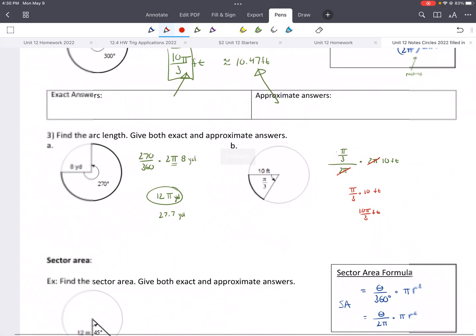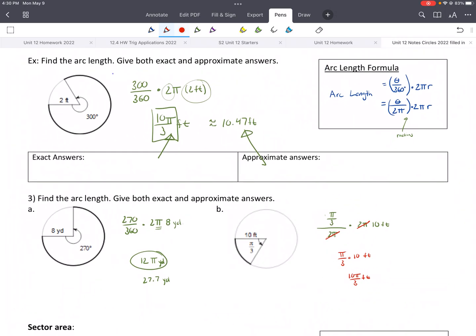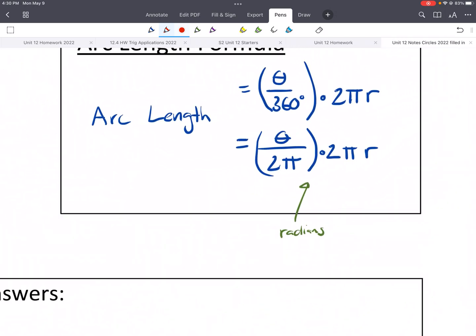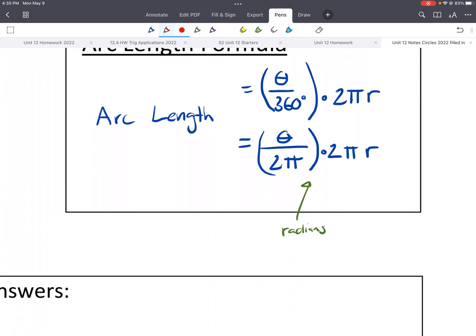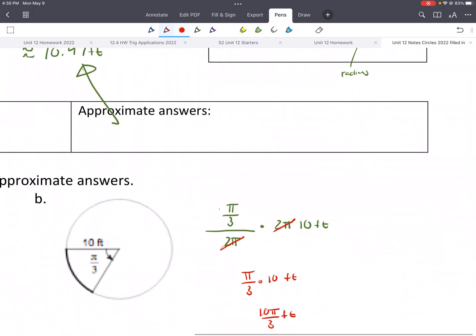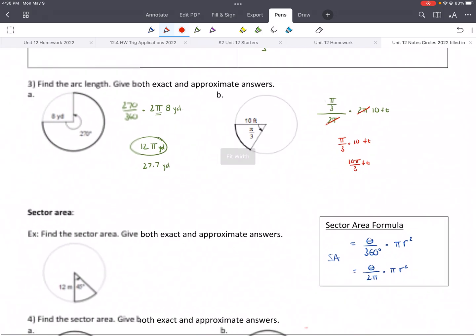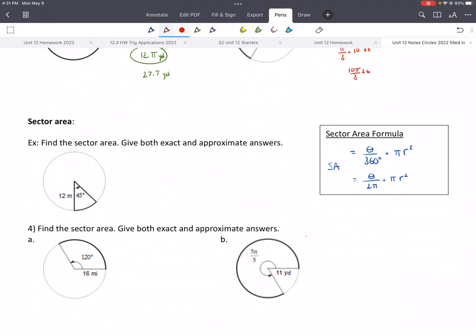One thing you can notice for all of them is if it's in radians, the 2 pi's will always cancel, and basically we can just do the angle times the radius. That's typically how the arc length is written if it's in radians. But just to keep it all the same, I would just keep doing the same thing that we've done. All right, so now let's talk about sector area.